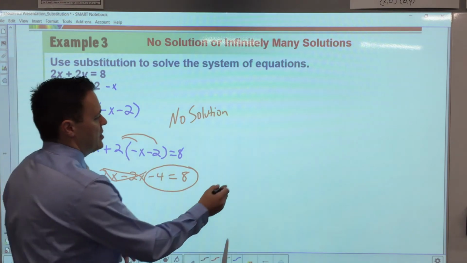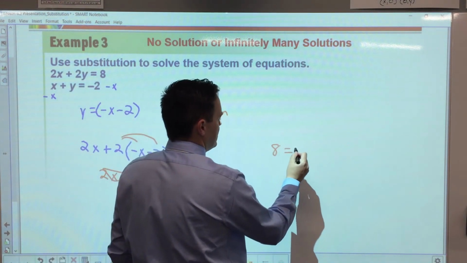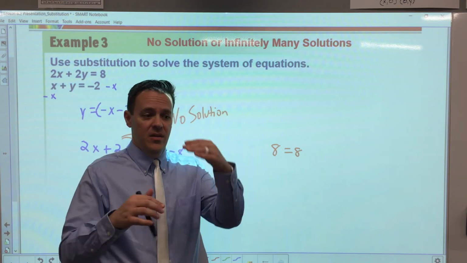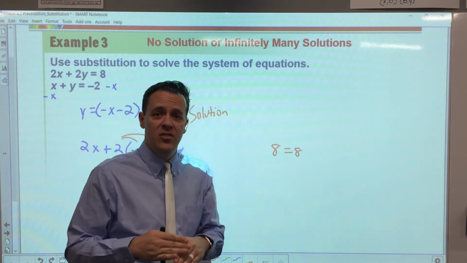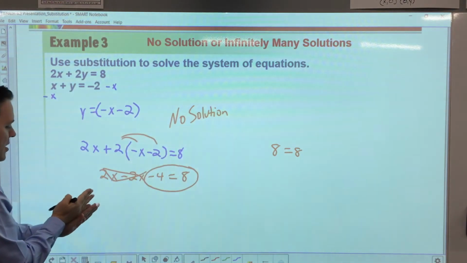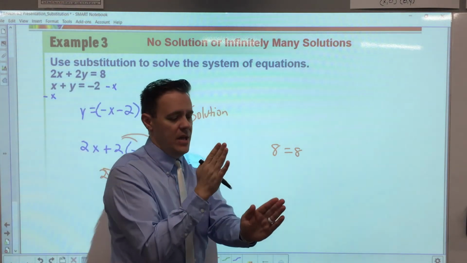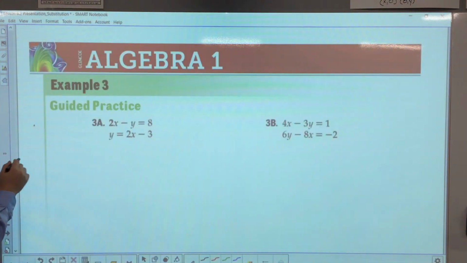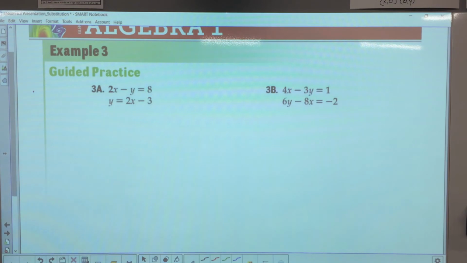Now, what happens if I were to get 8 equals 8? That would be 8 equals 8. What kind of lines do you think that would be? Those would actually be parallel on top of each other. Or not parallel, they would be infinite because there'd be a line on top of a line graph. So ladies and gentlemen, do the work on these two real quick. See where you go from there.